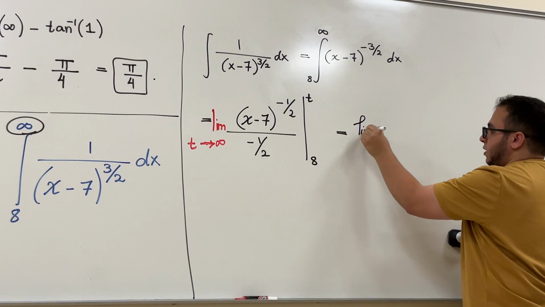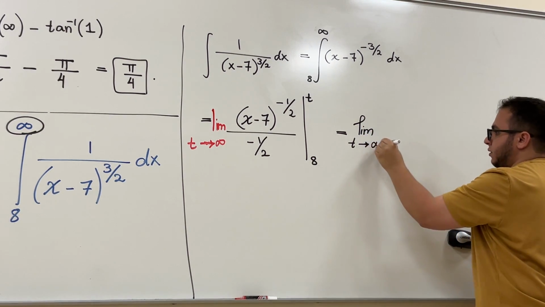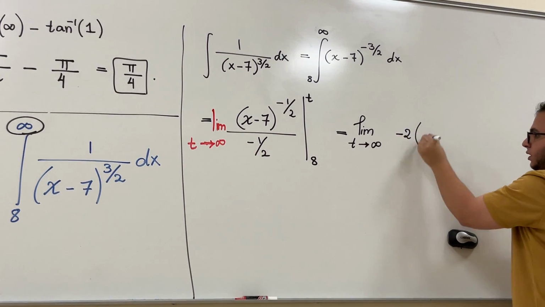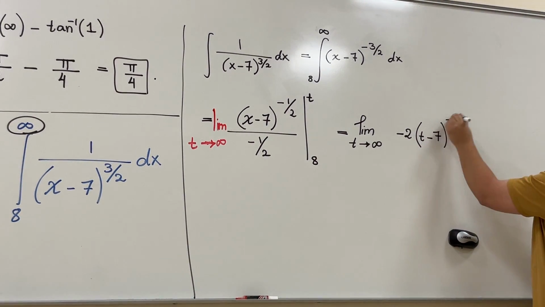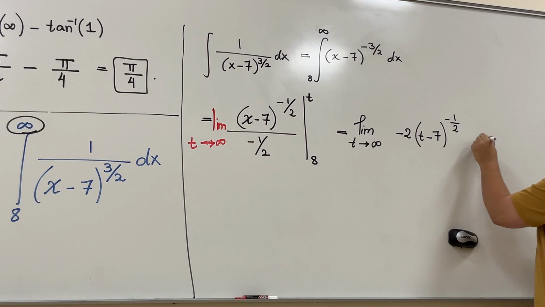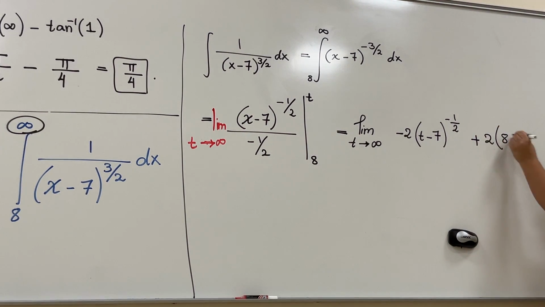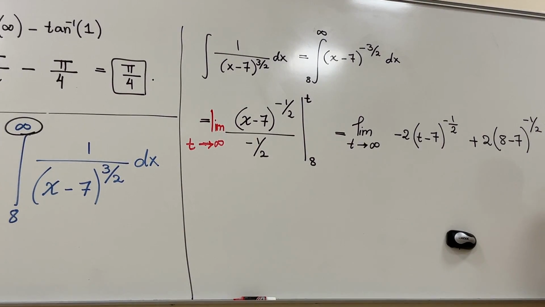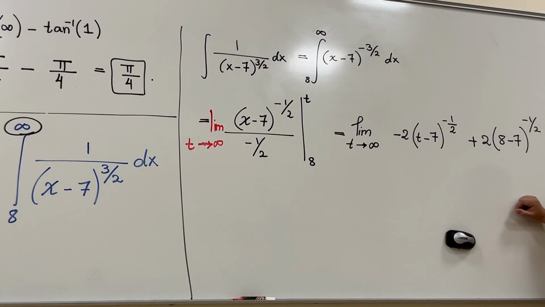So limit as t goes to infinity. Okay, this is divided by negative half, it's negative 2 times (t minus 7) to the negative half. And then minus is plus, plug 8. Good? Now you can plug the limit if you want.